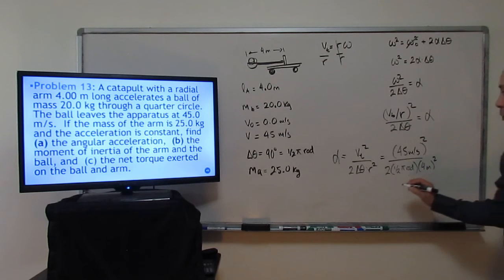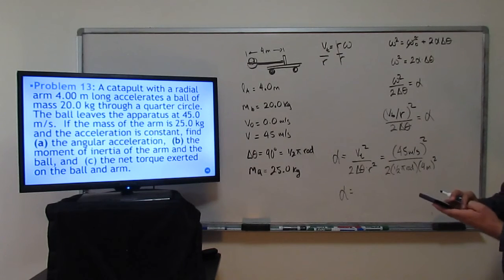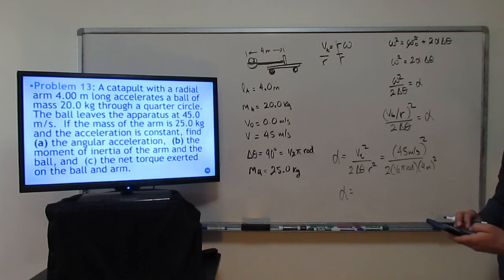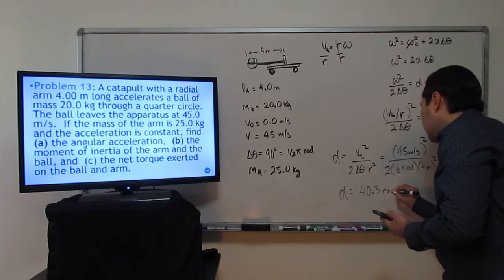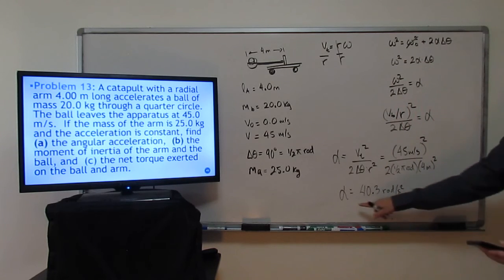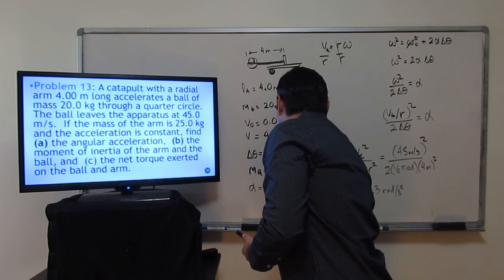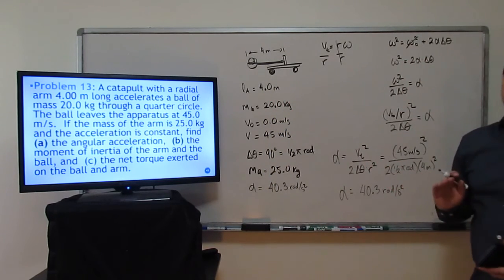is squared. All right, so we're going to plug all of that into a calculator and get our answer. So it's going to be, let's see, 2 multiplied times 0.5 multiplied times 3.14 times 4 squared. So the denominator is 50.2. And then when I get 45 squared divided by the denominator, that's going to give us 40.3 rads per second squared. That will be our angular acceleration. So I'm going to write that here as our answer. 40.3 rads per second squared. All right, great. So that takes care of part A of this problem.